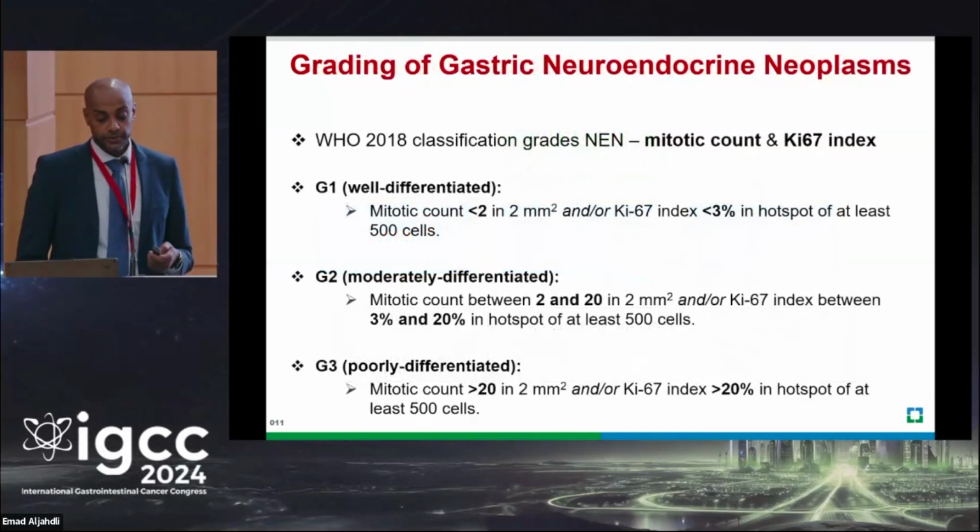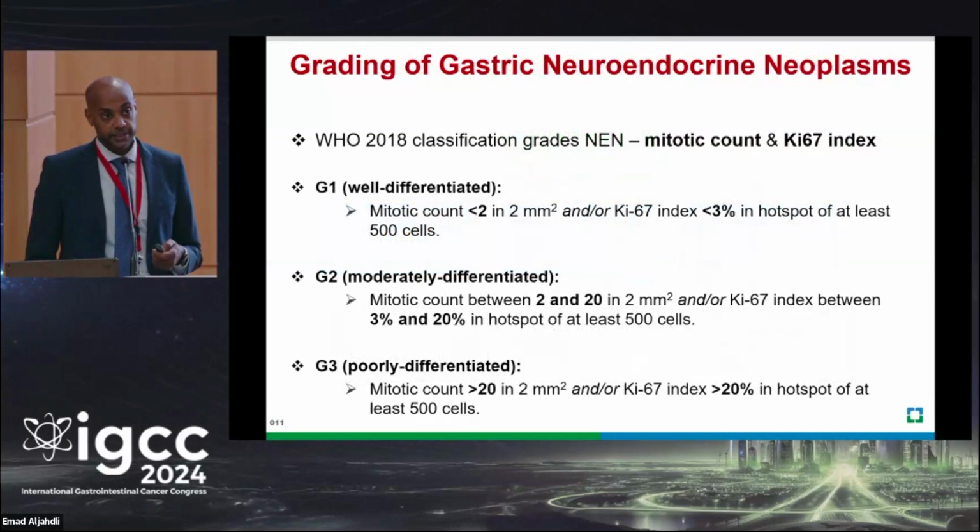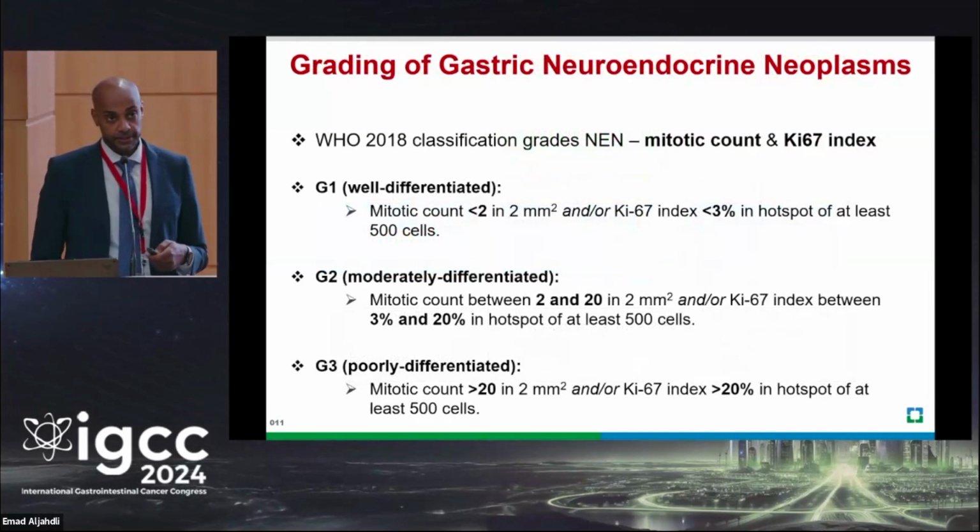This is the WHO classification that grades neuroendocrine neoplasms based on their proliferative activity. So G1 is well differentiated, where we rely on the mitotic count and the Ki-67 index, where the mitotic count is less than 2, with a Ki-67 index of less than 3%.